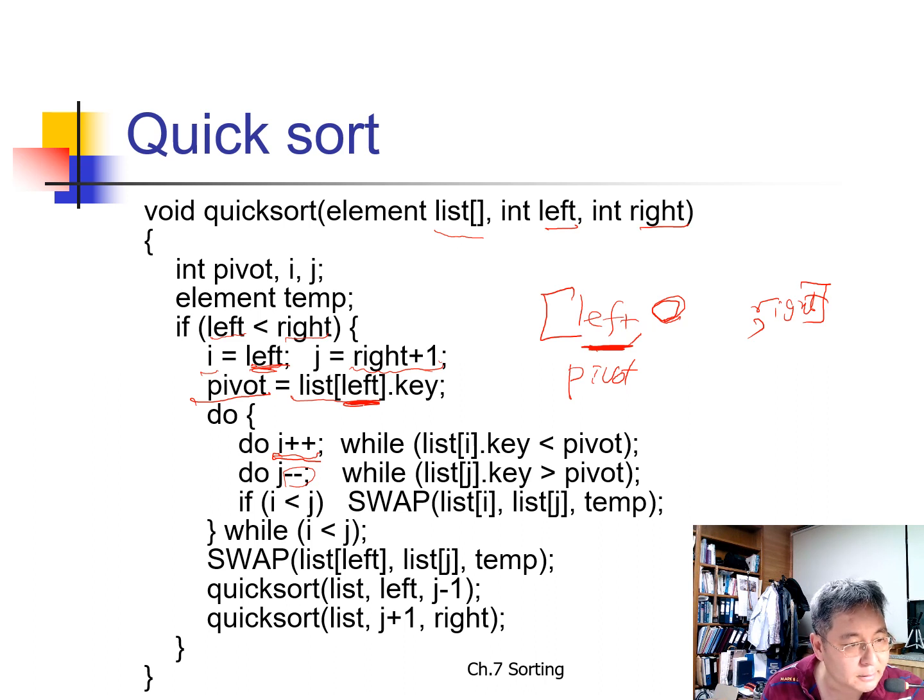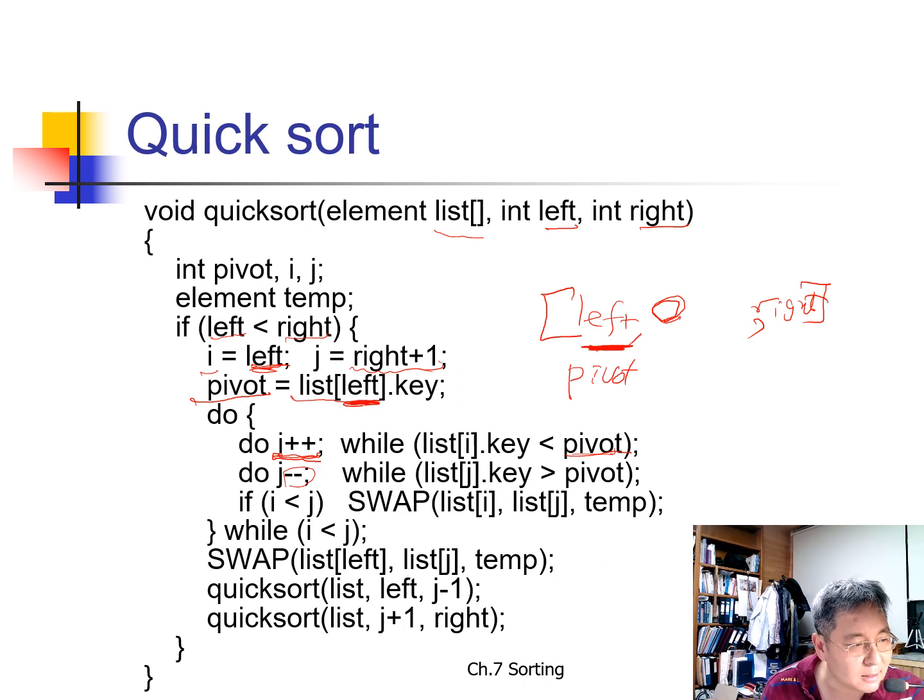Then we compare this second value with the pivot value. We continue this loop while the key value is smaller than the pivot, and it stops when the key value is greater than or equal to the pivot. Can you understand that? Yes. If the key value is greater than the pivot, we stop there. So the I value is determined when the key value is greater than the pivot.